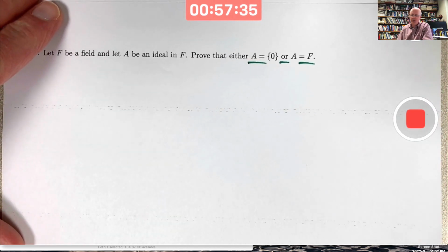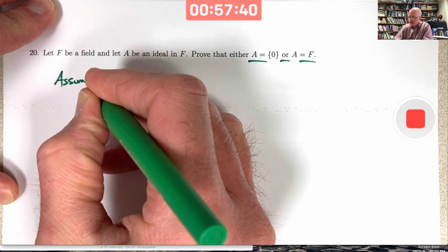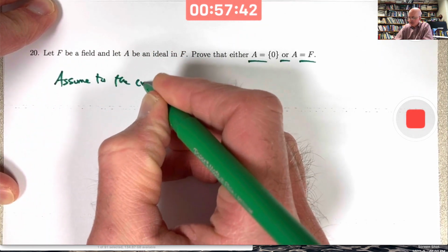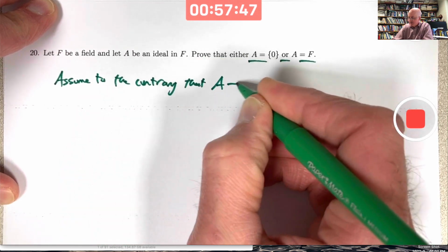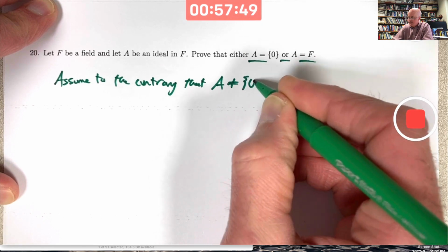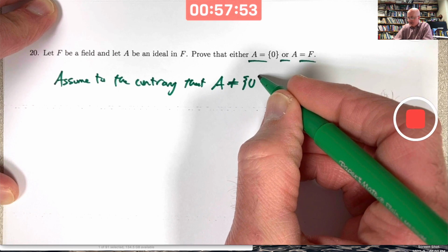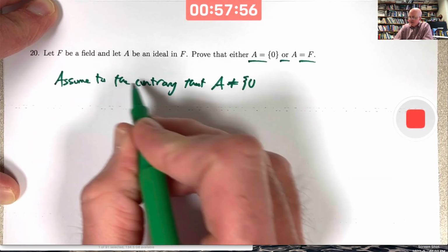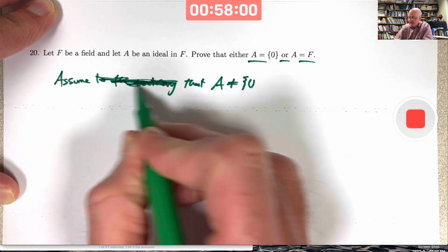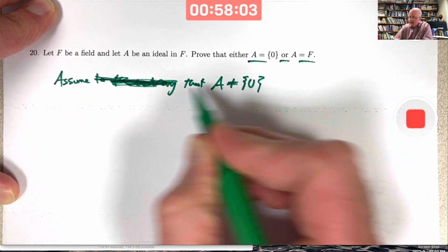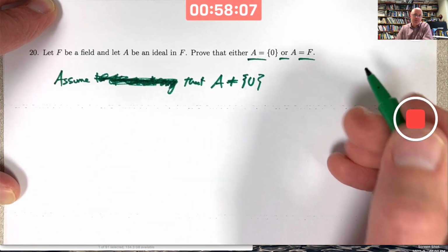Seems to be set up to do a proof by contradiction. Assume to the contrary that A is non-trivial and A is not all of F. Actually, let's not do it by contradiction. Let's just assume that A is non-trivial. If by assuming A is non-trivial, I can show A is all of F, then I'm done.